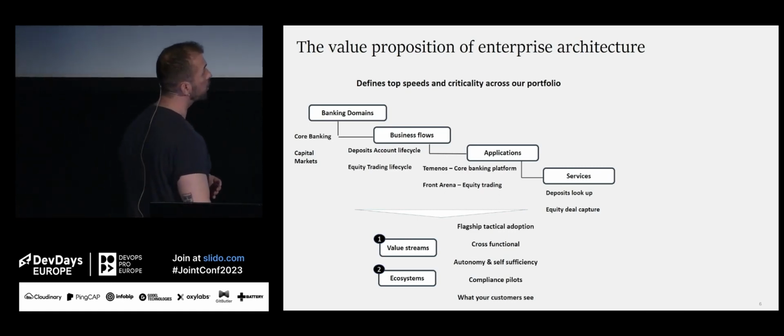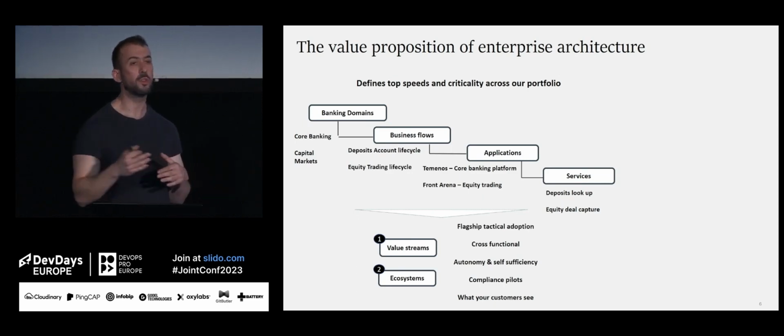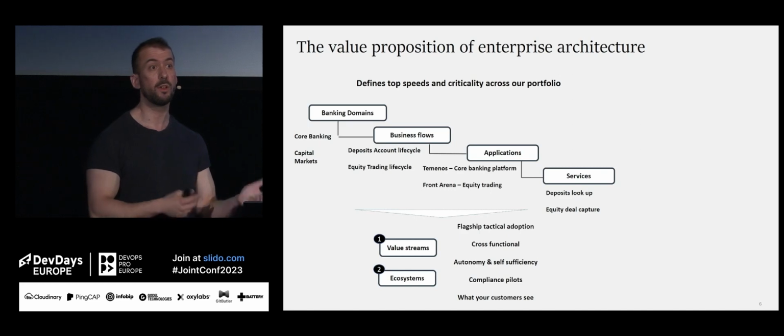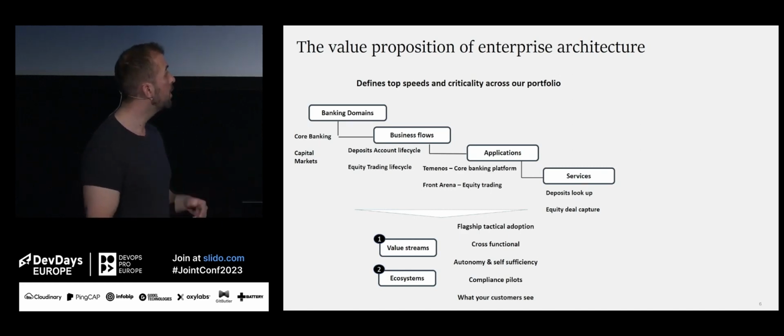You need to pilot autonomy and self-sufficiency, because that's what you should be striving for: offering DevOps capabilities as a service, getting teams to consume them, and then implementing them.